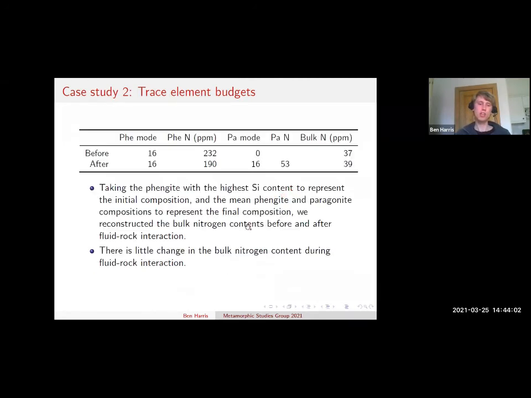phengite. So we estimated the budget of nitrogen during the fluid rock interaction by taking the phengite with the highest silicon content to represent the initial nitrogen composition, and then the mean phengite and paragonite nitrogen contents to represent the final composition. And then using the mineral modes, we reconstructed the bulk nitrogen content before and after fluid rock interaction. And we suggest that there is little change in the nitrogen content during fluid rock interaction in this sample, unlike what we observed in Cignana.